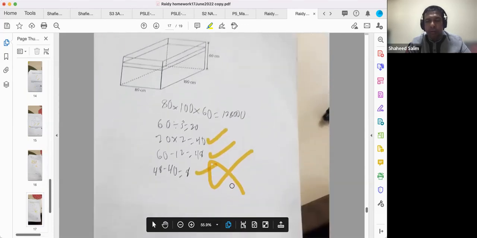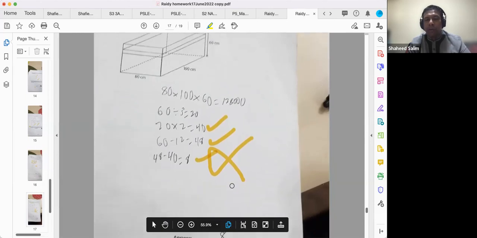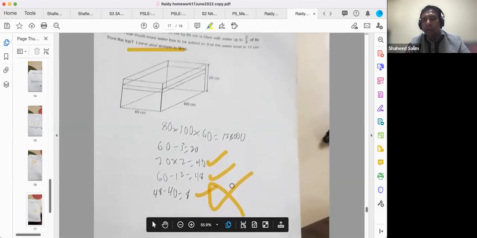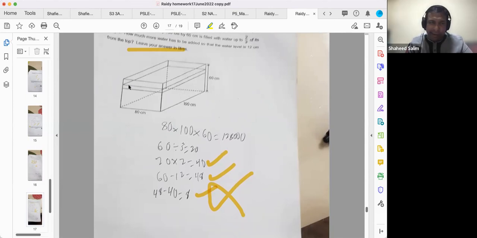Then, alamak, you dribble, and in front of goal, you stand still. Okay, you are going to get the answer. You're going to get the answer.